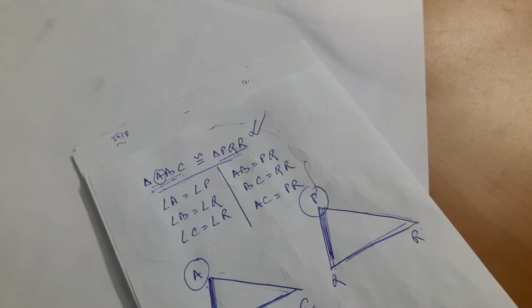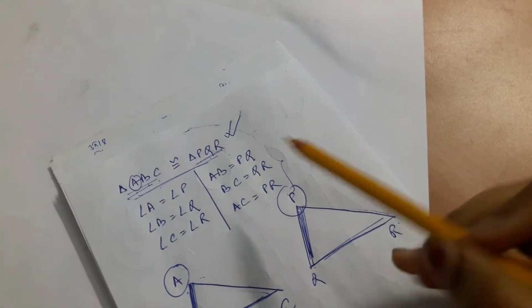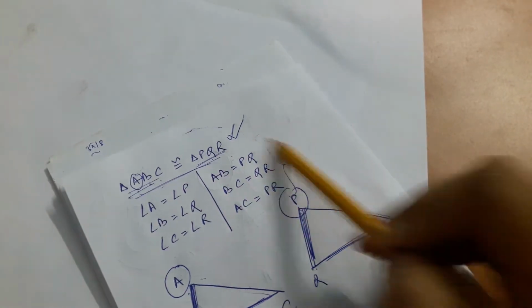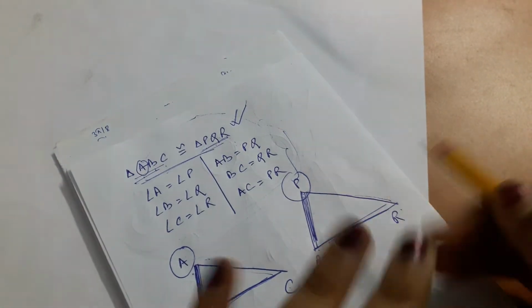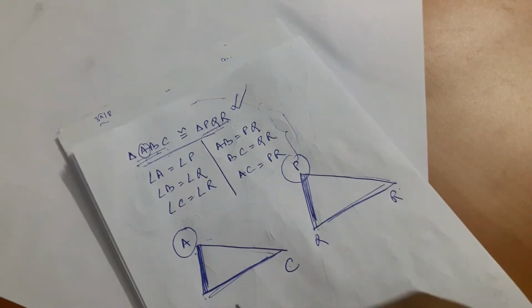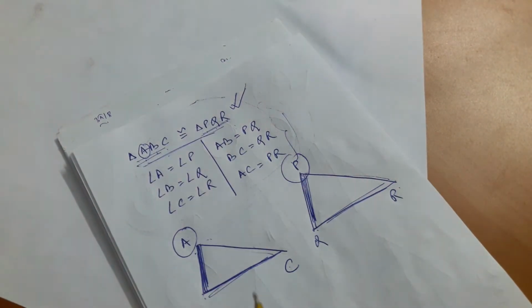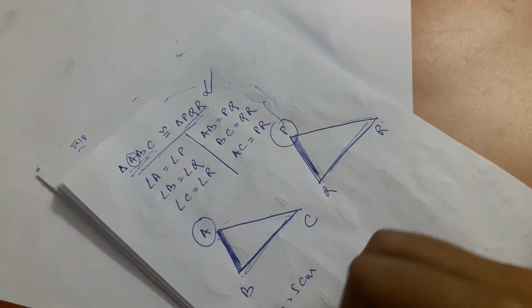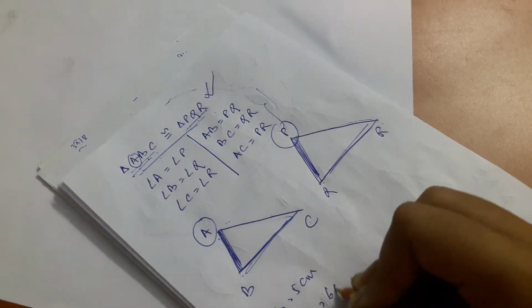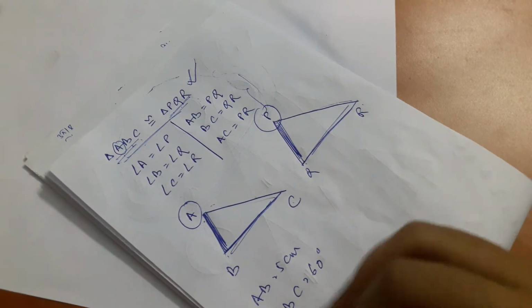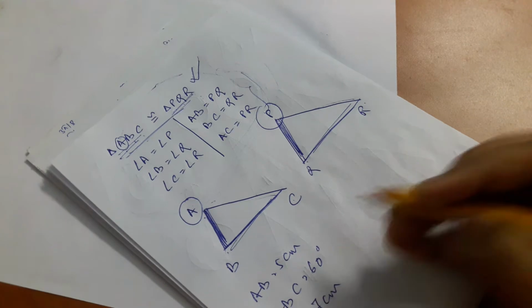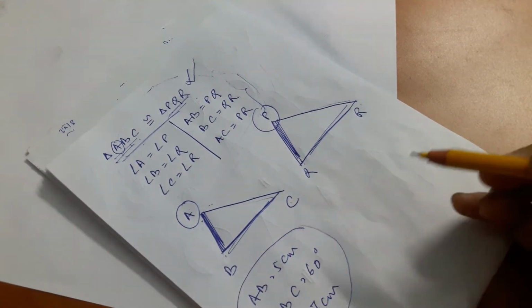Now there is again a problem. We will not always be given all this information. We will be given information in parts. Suppose we are given only one side of a triangle, one angle of a triangle, and another side. Suppose we are given AB equals 5 centimeters, angle ABC equals 60 degrees, and BC equals 7 centimeters. Suppose we are given this criteria.